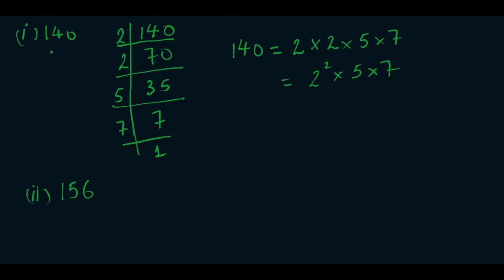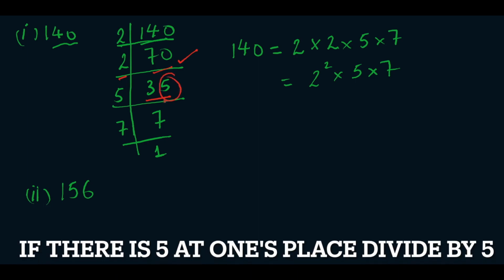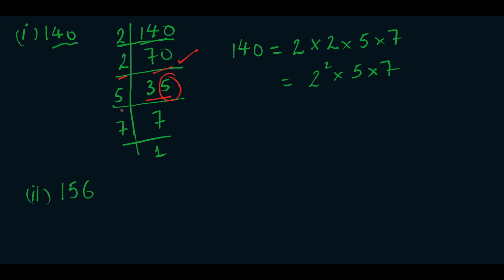Now we are given here question 140. We need to express this in the form of prime factorization. So this 140 is an even number. So first we will divide it by 2. We divide 140 by 2, we get 70 here. So you divide it again by 2, you get 35. Now whenever there is 5 at the ones place, you can always divide it by 5. Now 5 sevens are 35. The remaining is 7. So after dividing by 7 you get 1 because 7 is a prime number.